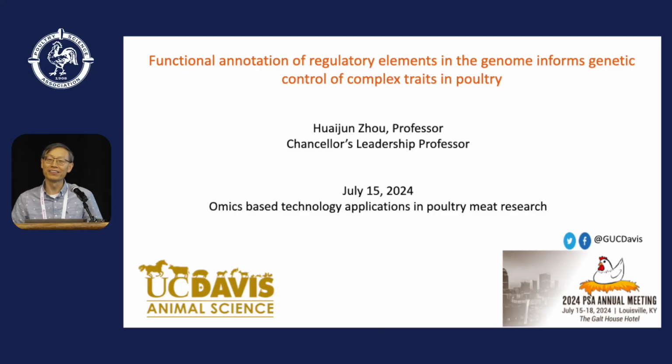So what I'd like to share today is some of the work in the past few years, primarily focused on the regulatory elements. Why we need to identify and annotate the regulatory elements called promoters, enhancers, and silencers, and how this information can be utilized for genetic selection on complex traits in poultry.